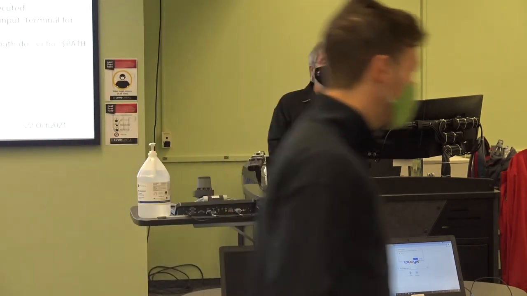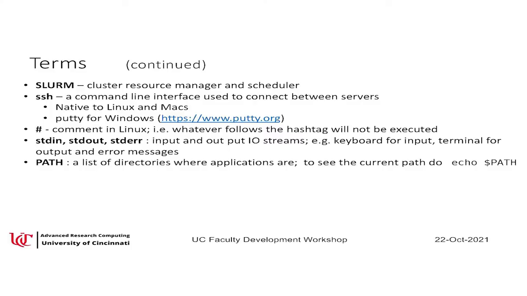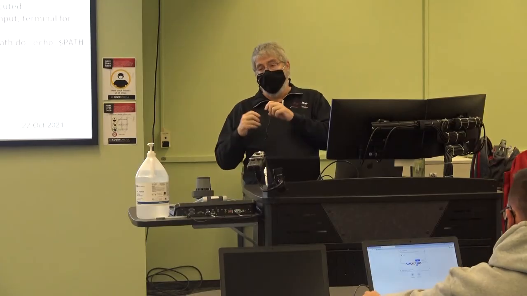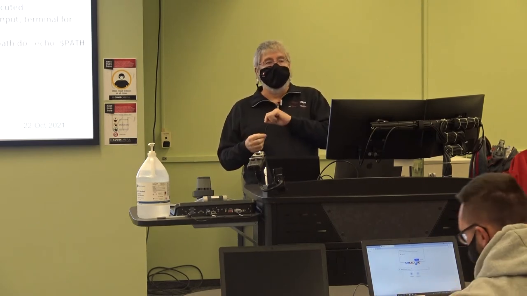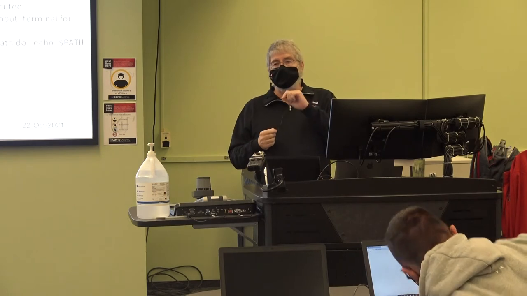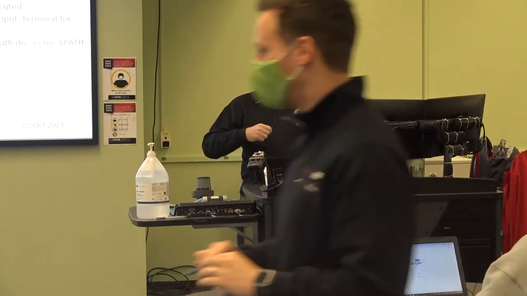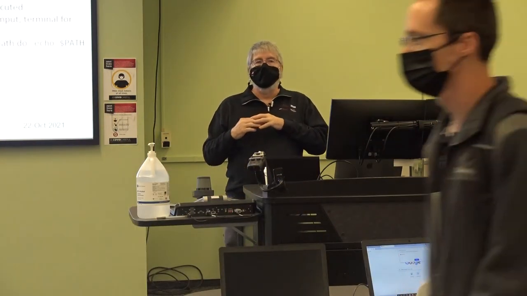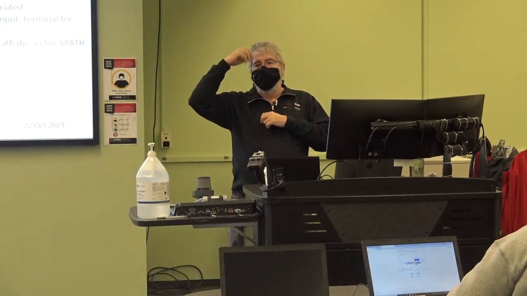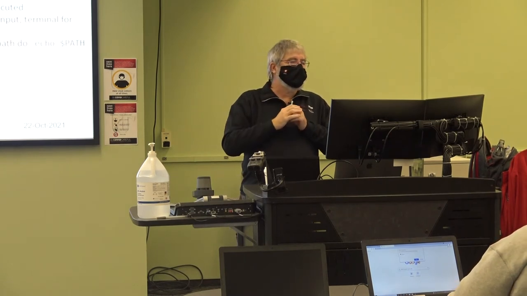Slurm is the resource manager that we will be using. The resources are the computes on the back side. The resources have resources within them, like CPUs, memory, disk. They could have things like licenses or GPUs. So when you make a request to the resource manager, you're telling it that I need these types of resources. Find them and schedule my job on the resources when they become available.